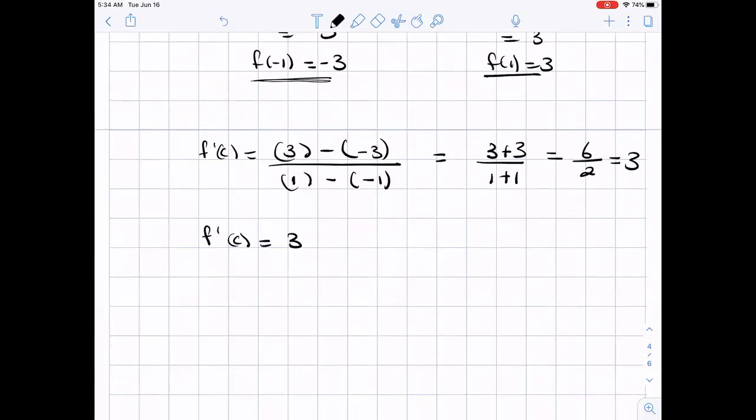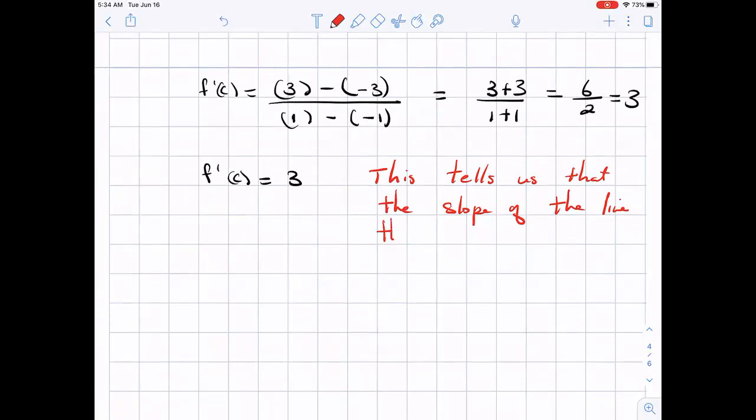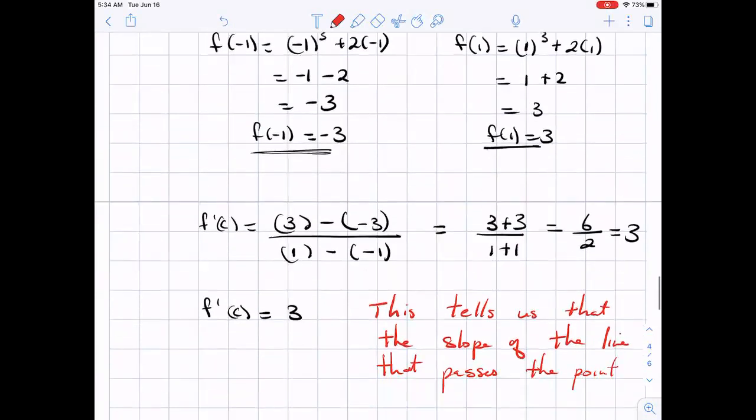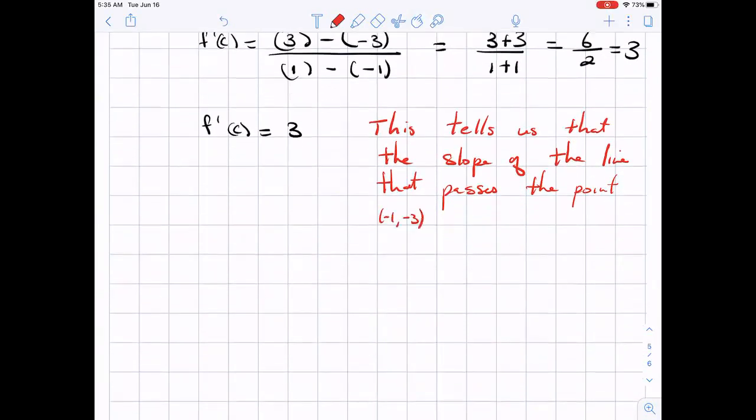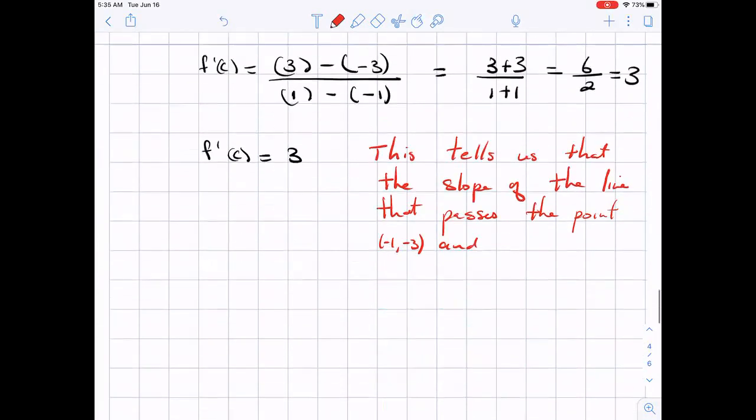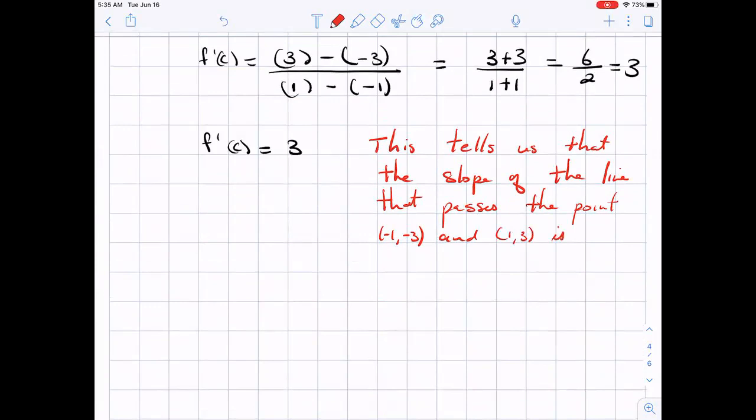Now, so far what I've learned here, the only thing that this tells me, and try to understand, is that the slope of the line that passes through the points negative 1, negative 3, and 1, 3 is 3, right? This 3 here is this 3 here.